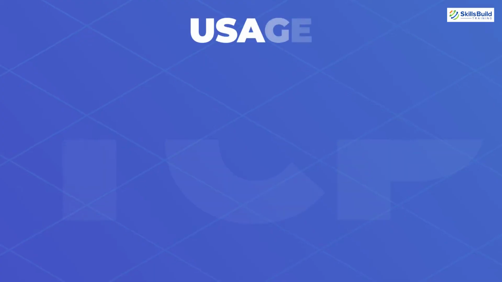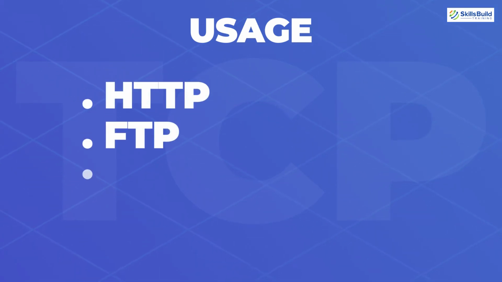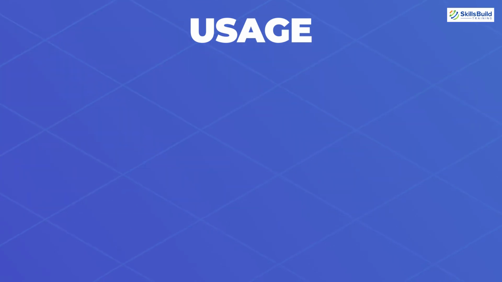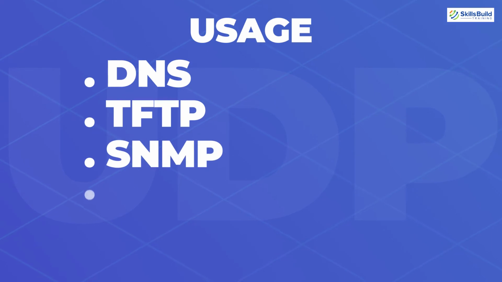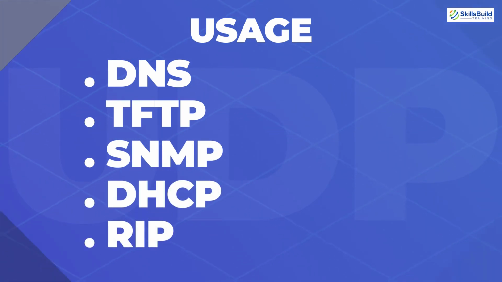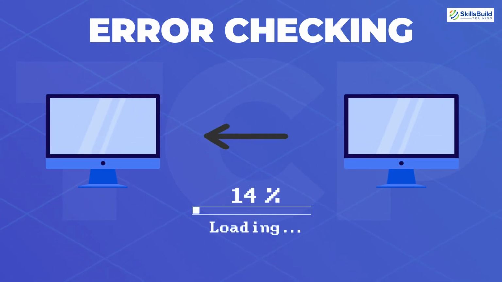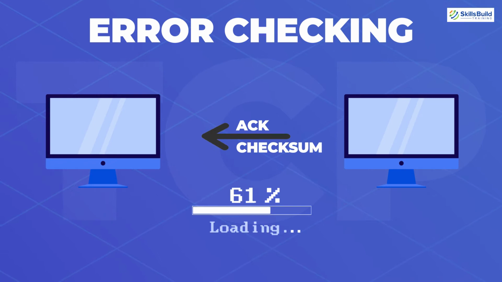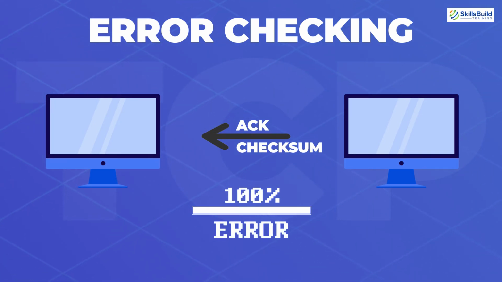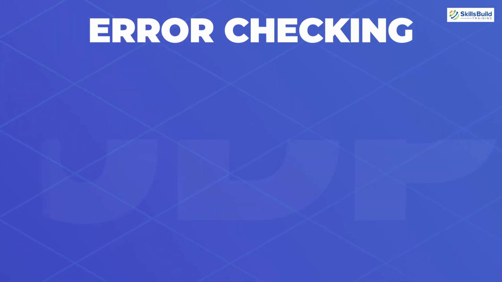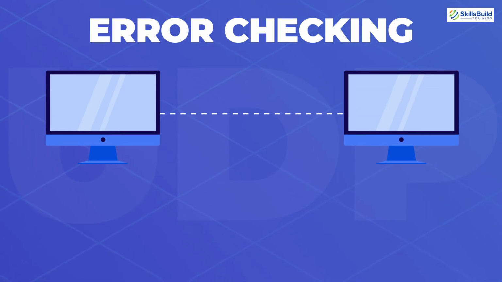If we talk about the usage, TCP is used by HTTP, FTP, SMTP and Telnet, etc. UDP is used by DNS, TFTP, SNMP, DHCP, RIP, etc. If we talk about the error checking ability, TCP provides error checking with the help of acknowledgements and checksum, and it has extensive error checking phenomena. And this is why we get reliable data delivery. In UDP, we do have an error checking mechanism, but it is not as extensive as TCP.